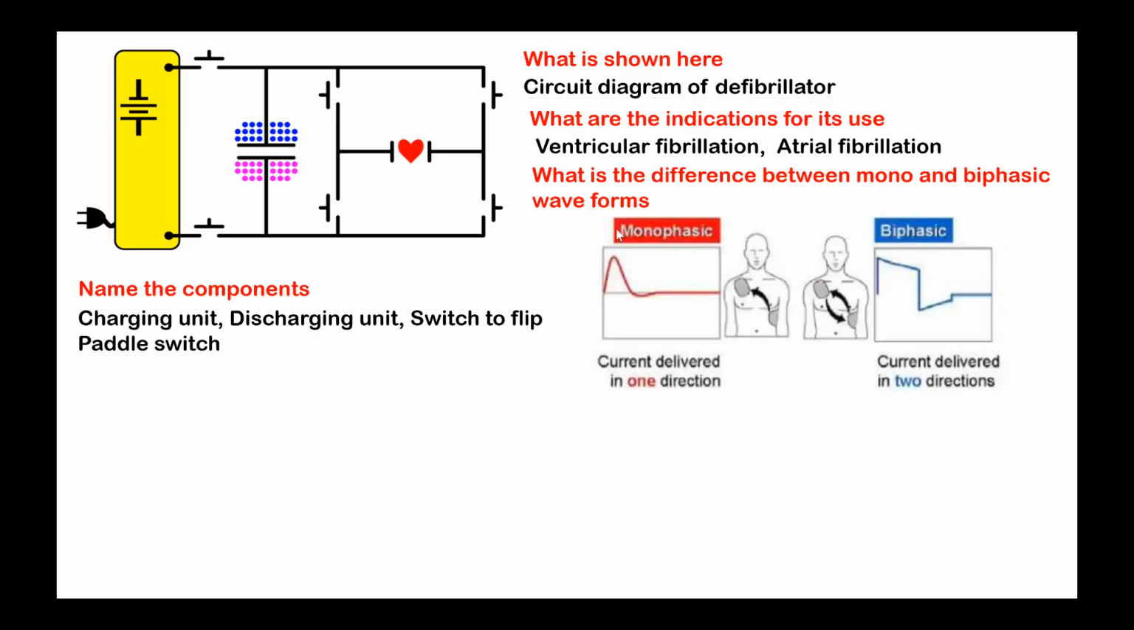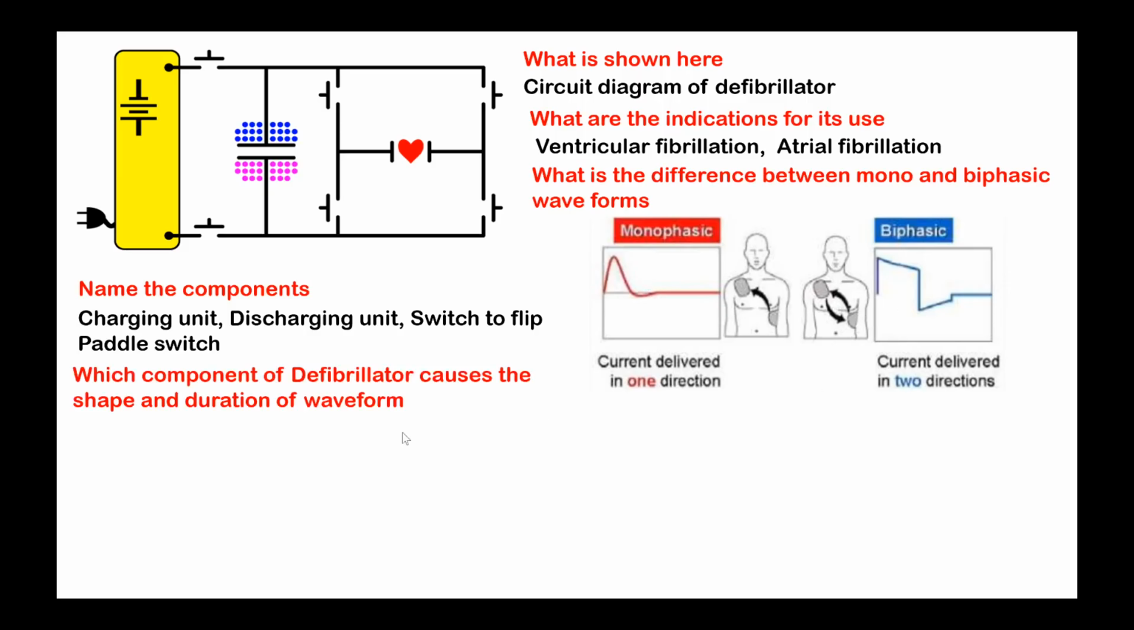Monophasic current is delivered in one direction, from one paddle to the other, whereas in biphasic, current goes in both directions. Biphasic requires lesser current strength, joules, whereas monophasic requires higher joules. Earlier it used to be 360 joules for monophasic. Now we are using only 160 to 200 because of the biphasic nature.